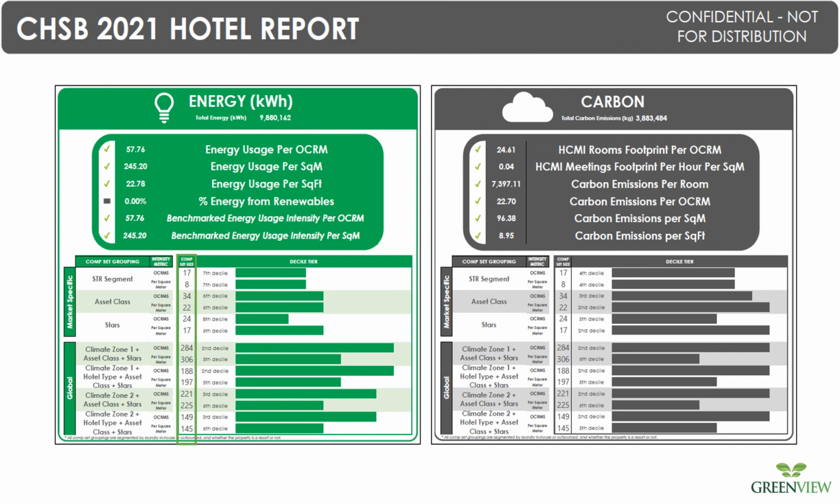We have the COM set size, which means the number of hotels within the same grouping that are included. In this case, for example, if you look at the energy section, 284 and 306 represents the number of hotels in climate zone 1, same as the class, the same number of stars and same laundry designation. There are 306 per square meter and 284 per occupied room.